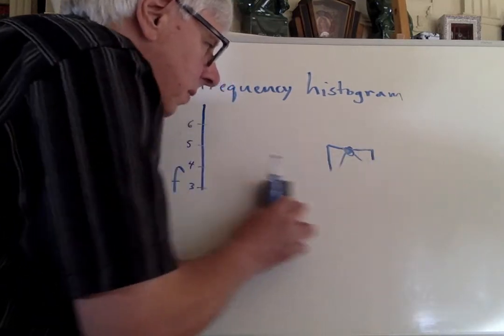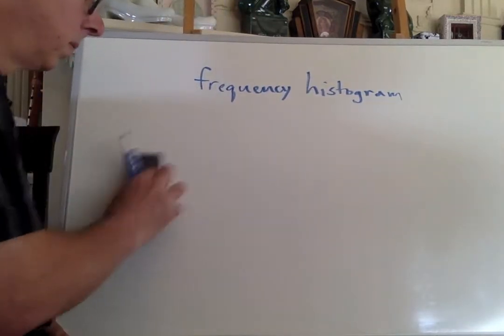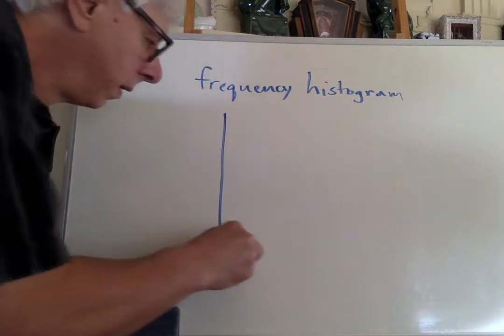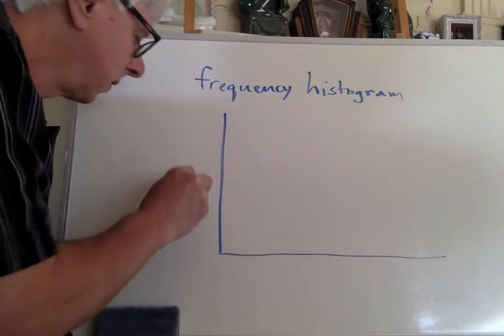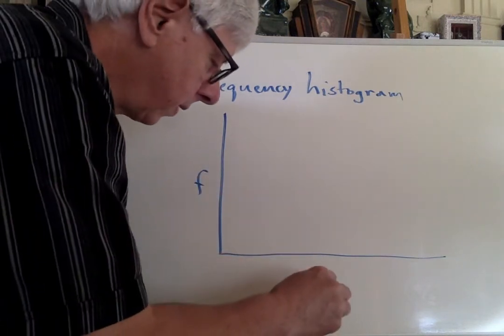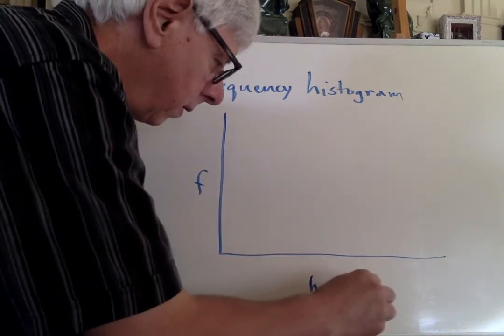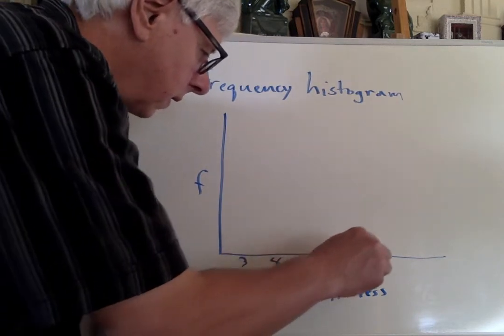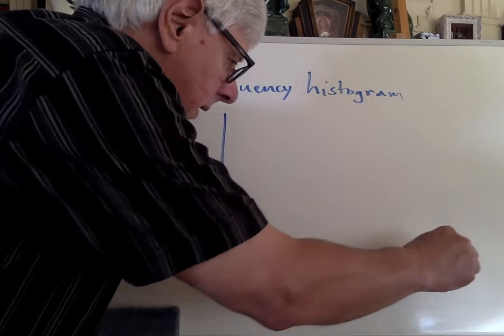Now, sometimes, well, let me go back here. If we look at our happiness scores, we had 3, 4, 5, 6, 7, 8, 9, 10.